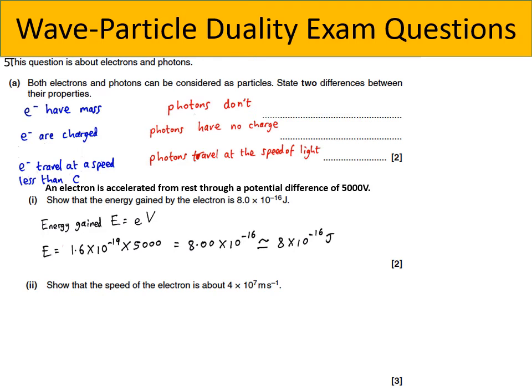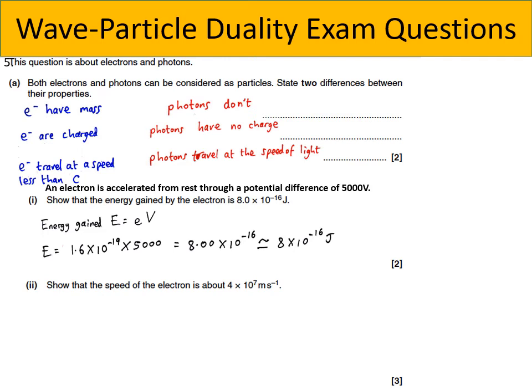Remember, we've got to write more significant figures than what is being asked to be shown, so I've added some more numbers there for you, and then we can approximate that to 8 times 10 to the power minus 16 joules. So I've put there 3 significant figures, and then I've rounded it to show that that is indeed equal to 8 times 10 to the power minus 16 joules.